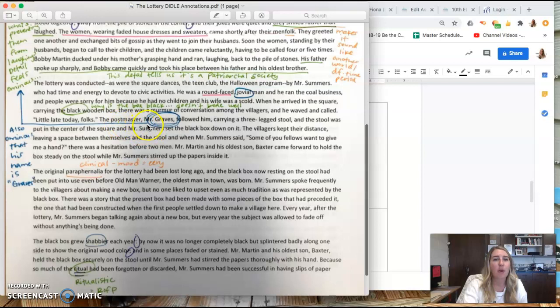It seems like a big deal. And then the postmaster, Mr. Graves, followed him carrying a three-legged stool, and the stool was put in the center of the square, and Mr. Summers set the black box down on it. So it's clearly a thing. They've set up this box. It's sitting in the middle of the square.